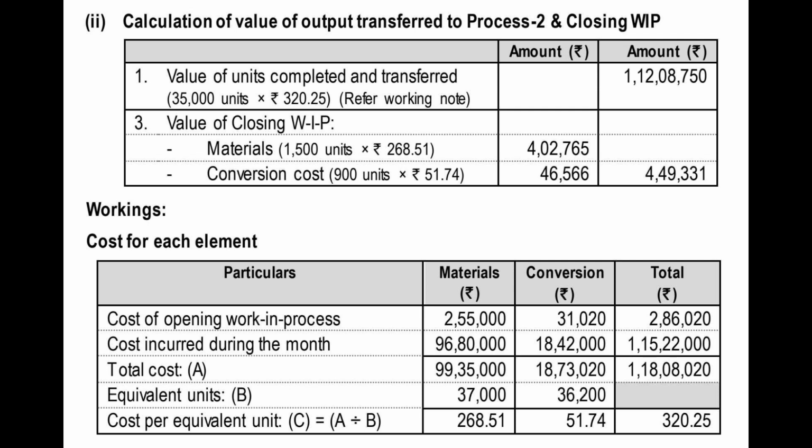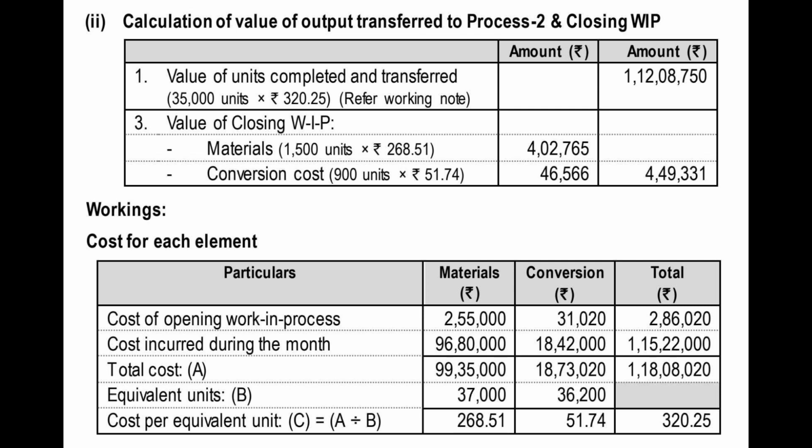Already we have 35,000 units completed in process 1 account and transferred to process 2 account for further processing. So multiply 35,000 units with 320.25, which is derived now. Then the total cost of completed goods will be 1 crore 12 lakh 8,750. Value of completed units is equal to 35,000 units into 320.25, which is equal to 1 crore 12 lakh 8,750.